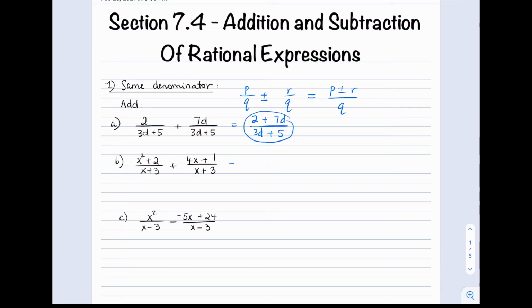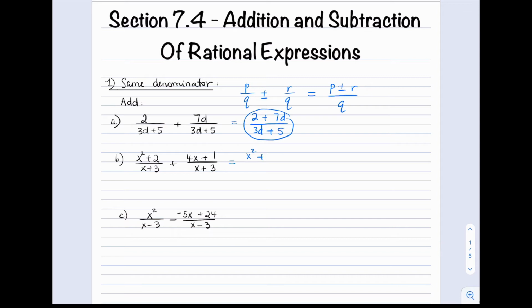Second problem, again, denominators are the same. They're both x plus 3. So we're just going to add the numerators straight across here and write the denominator once. And then in the numerator, looks like we can combine like terms, the 2 and the 1, that will make plus 3, and denominator x plus 3.